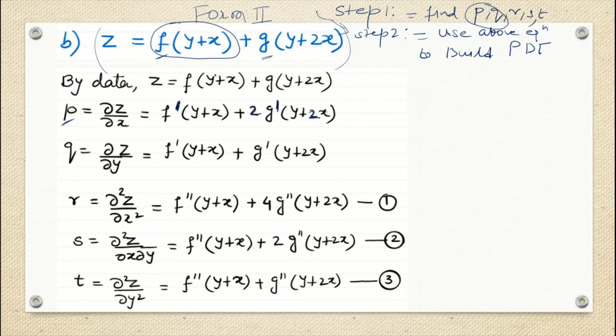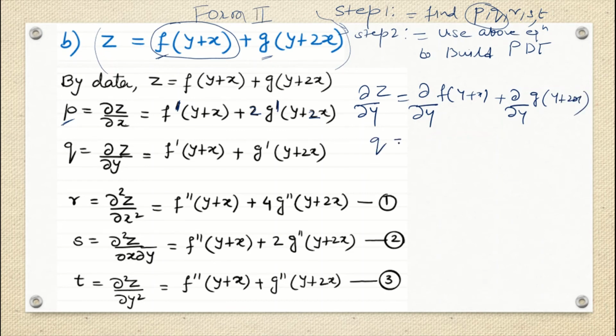Now what about q? How am I going to get del by del y of z? Here I'm writing del by del y of z will be del by del y of f of y plus x plus del by del y of g of y plus 2x. So this is my q, and this is my f dash. If you find the derivative of any function one time, it is written with one dash. If you again find the derivative of this f dash, then you will write it with two dashes. Then plus this will be g dash of y plus 2x, and then done, right? Fine. So this is what we have written here.